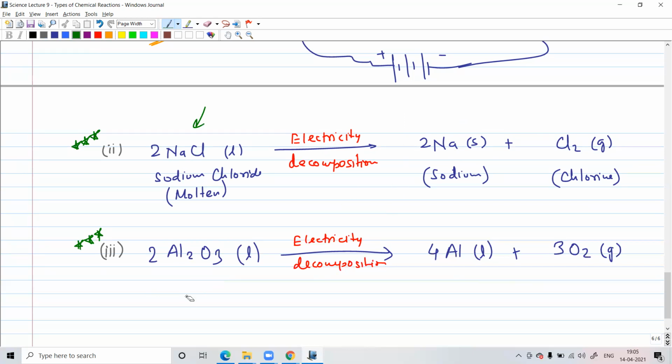Here you see aluminum is also a metal. If you want to make some utensils out of it, if you want pure aluminum, what do you do? This is one of the ways to obtain pure aluminum from aluminum oxide over here. Okay.